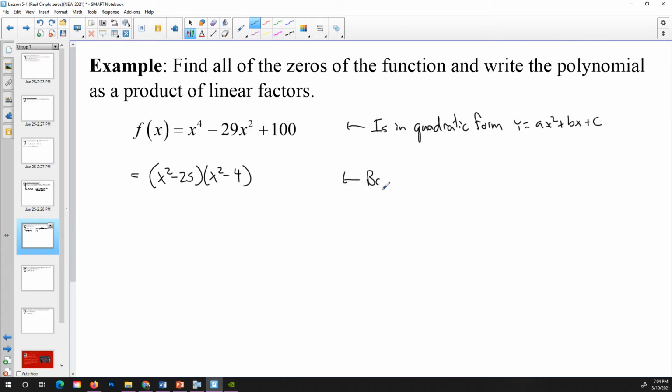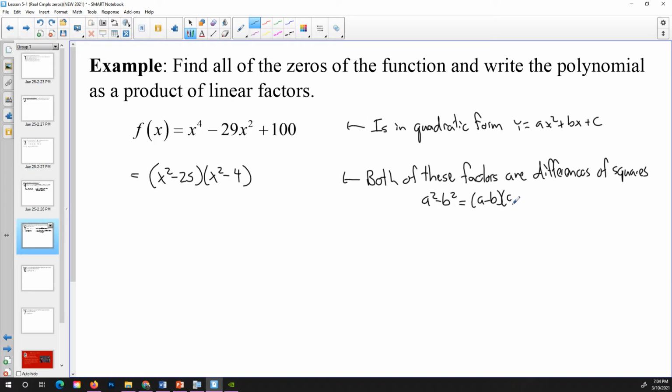And both of these factors are differences of squares. So we have both of those in the form a squared minus b squared is equal to a minus b times a plus b. So our a squared in both cases is x squared, and our b squared in the first case is 25, and in the second case it's 4. So our value for b will be 5 and 2 respectively.